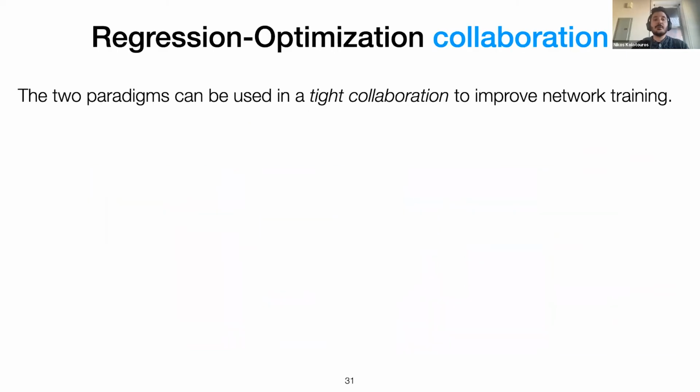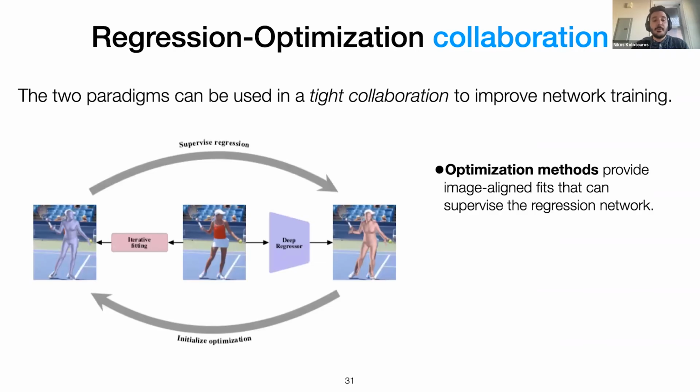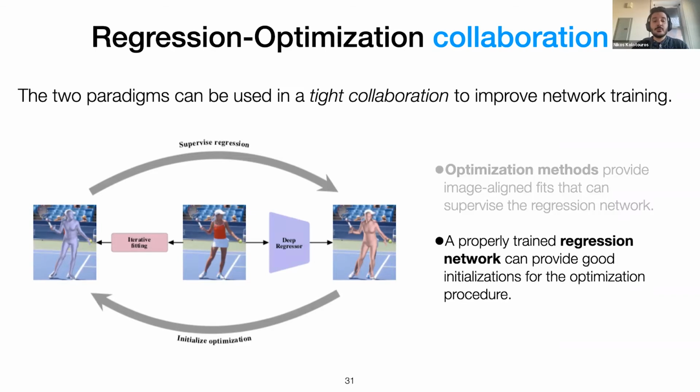The two paradigms can be used in a tight collaboration to improve neural network training. So how is this possible? So first, optimization methods provide image-aligned results that can supervise the regression network. And this supervision happens directly at the model level. Second, a properly trained regression network can provide good initialization for the optimization and encourage it to converge to a good solution.